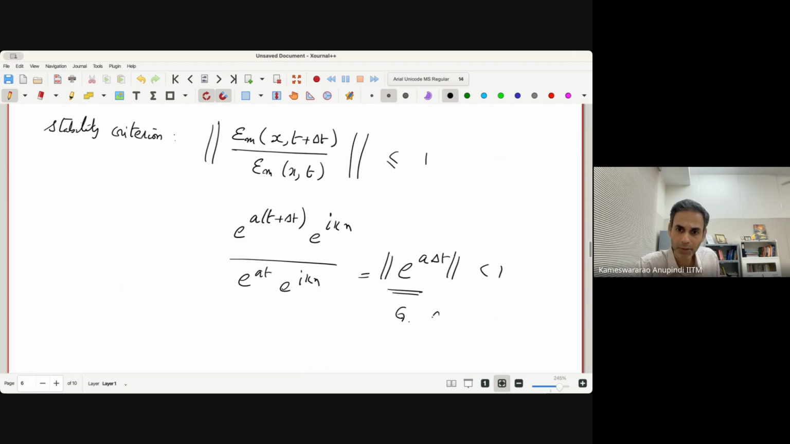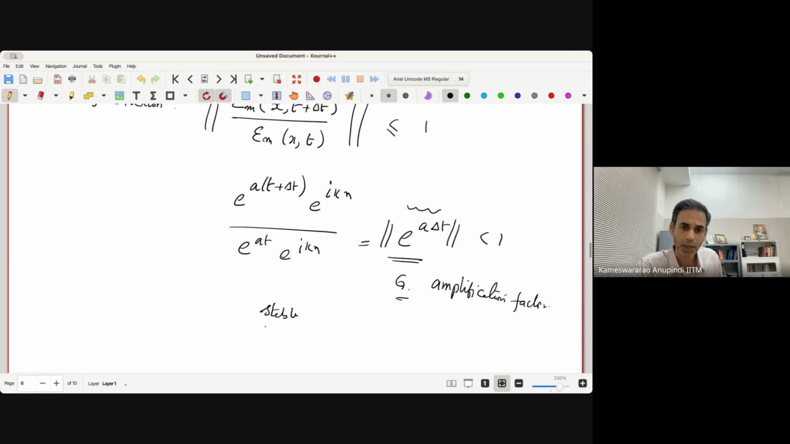So this is the amplification factor. Amplification factor happens to be just e to the power a times delta t, which we call g. If this quantity in an absolute sense is less than or equal to 1, then we can say that the system is stable.